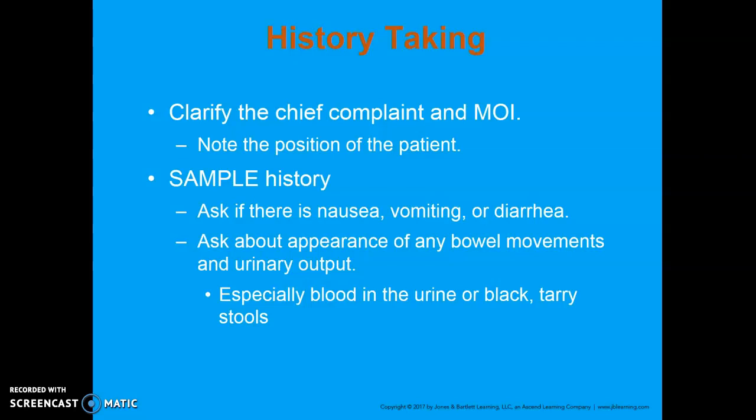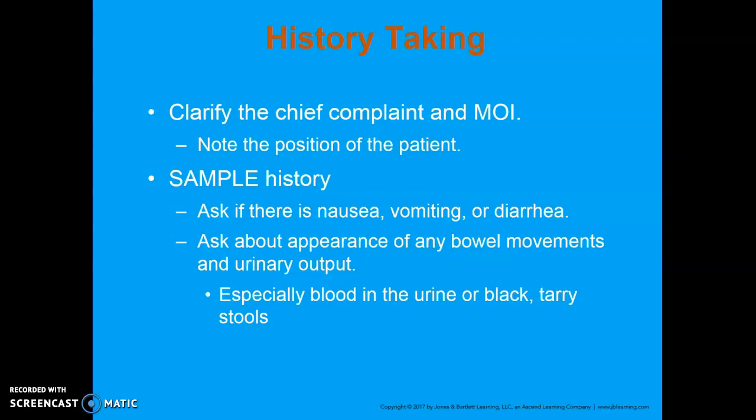For your SAMPLE history, you can use your OPQRST to help get more information about the abdominal injury. Ask them about nausea, vomiting, diarrhea, because that will indicate some sort of irritation to the abdomen itself. And make sure you ask how many times and over what different time period. So have they thrown up several times in a very short amount of time? Have they had increasing frequency of diarrhea?